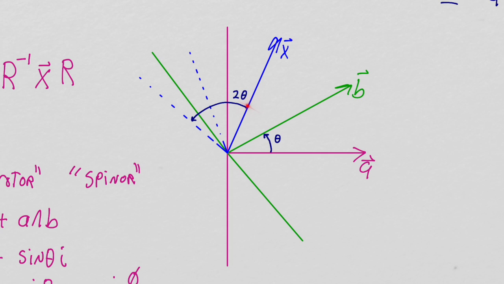So that first reflection takes X, and remember, we're taking the parallel component of X and changing its sign, so X moves from there to here, right? So this is XR. That's the first reflection.